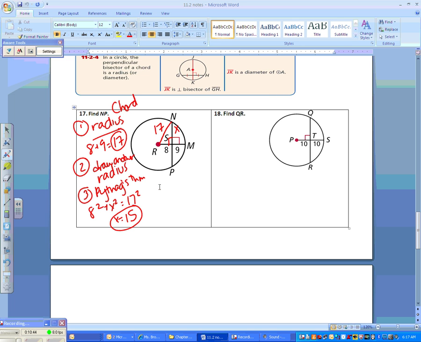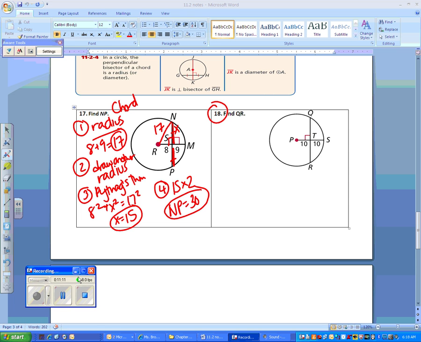And you're so close to being done, because if this part is 15, that means that this part also has to be 15, since they're congruent to each other, because the radius is perpendicular to it. So 15 times 2, our final answer is NP equals 30. Okay, so the first thing we did was find out how long the radius is. Second thing we did was draw another radius. Third thing we did was the Pythagorean theorem, and then the fourth thing we did was double it. So try that for number 18, and then you are all done learning about arcs and chords.